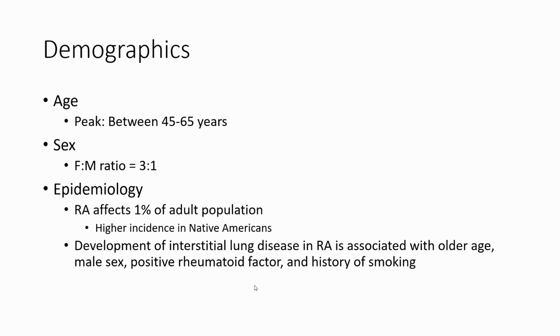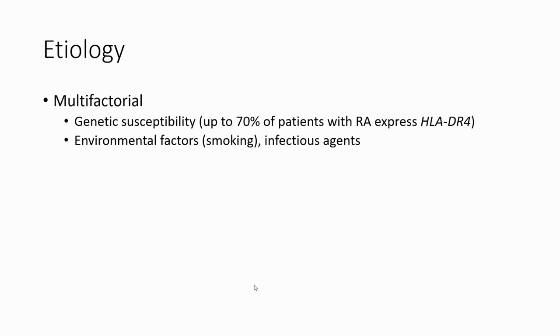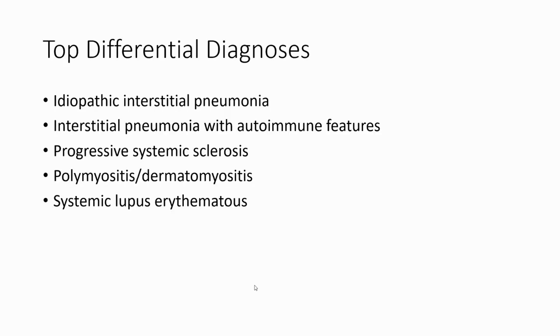Epidemiology: rheumatoid arthritis affects 1% of the adult population. Development of interstitial lung disease in rheumatoid arthritis is associated with older age, male sex, positive rheumatoid factor, and history of smoking. Etiology: multifactorial, genetic susceptibility, environmental factors, infectious agents.